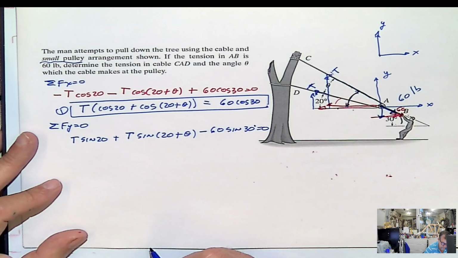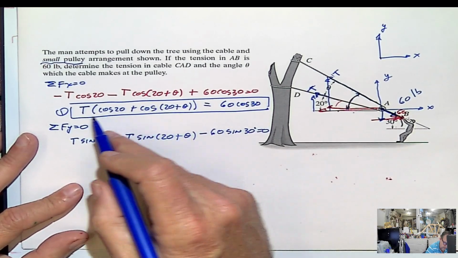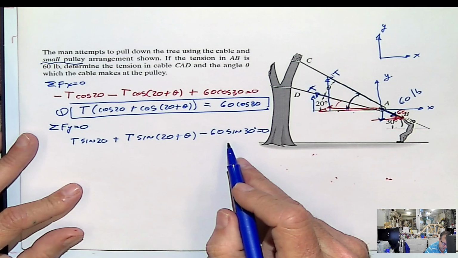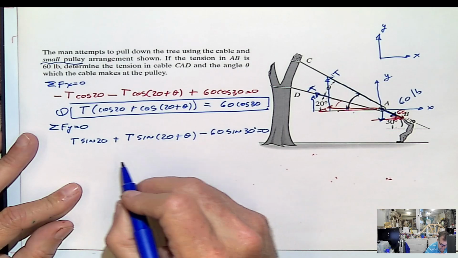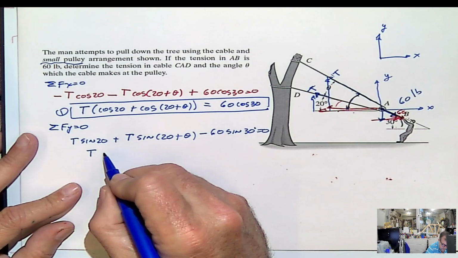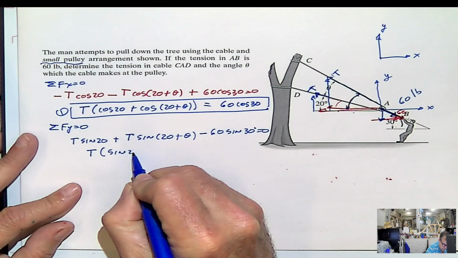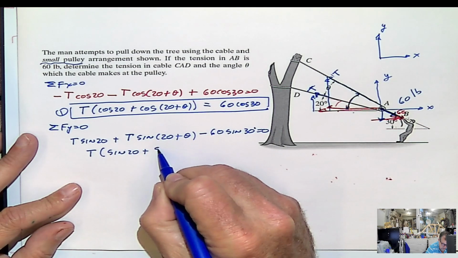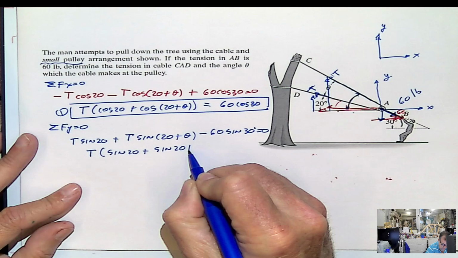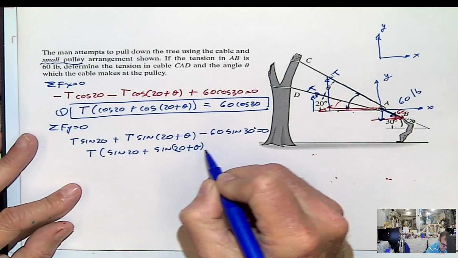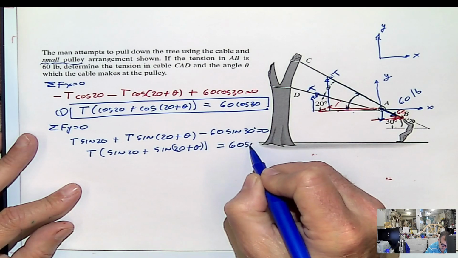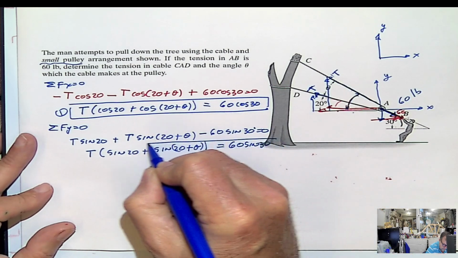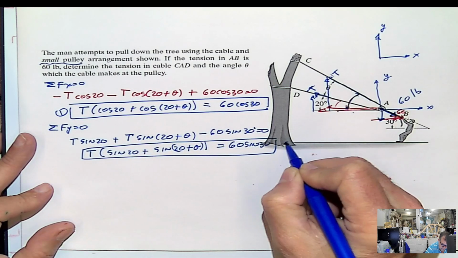Equals 0. Now, same thing that I did here, I'm going to redo here. I'm going to pass this to the other side, and I'm going to take common factor T. So it's going to be T times sine 20 plus sine of 20 plus theta equals 60 sine 30. And that will be my second equation.